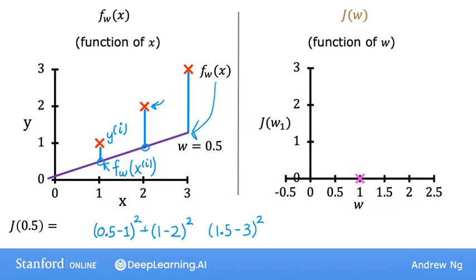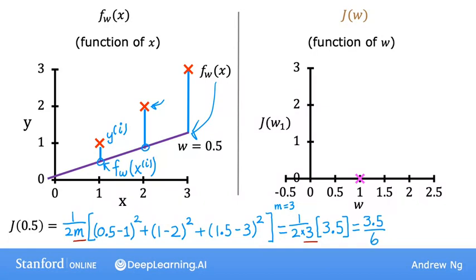Next, we sum up all of these terms, which turns out to be equal to 3.5. Then we multiply this term by 1 over 2m, where m is the number of training examples. Since there are 3 training examples, m equals 3. So this is equal to 1 over 2 times 3, where this m here is 3. If we work out the math, this turns out to be 3.5 divided by 6. So the cost J is about 0.58. Let's go ahead and plot that over there on the right.